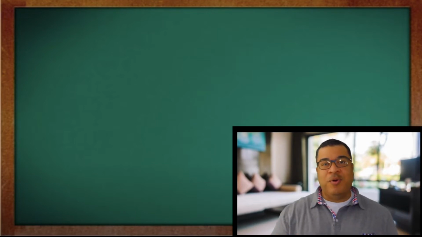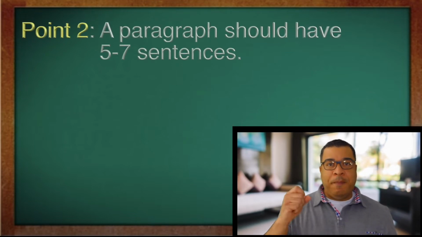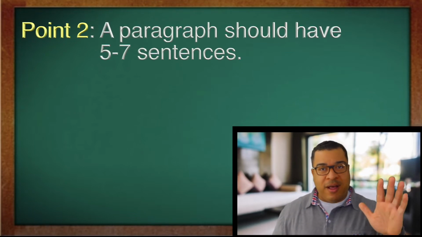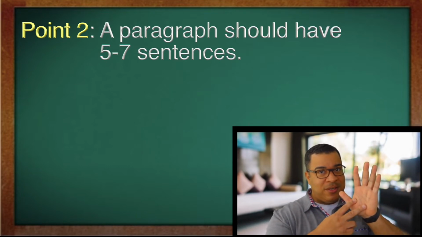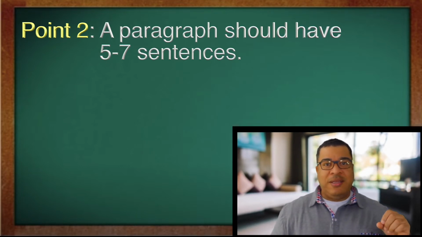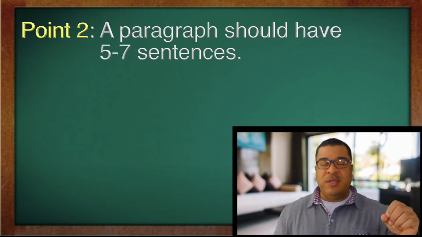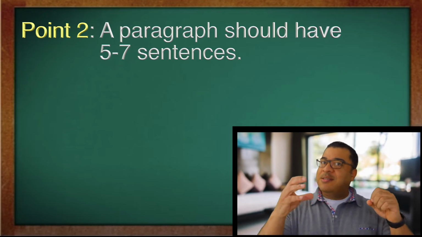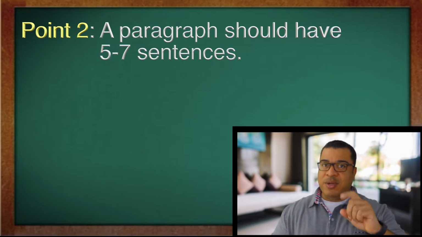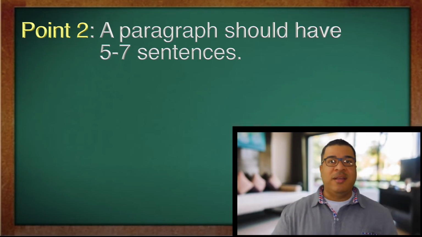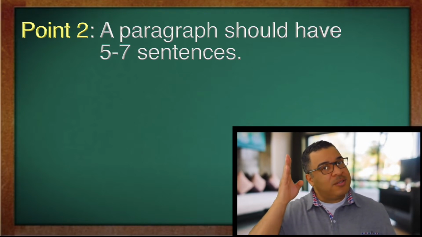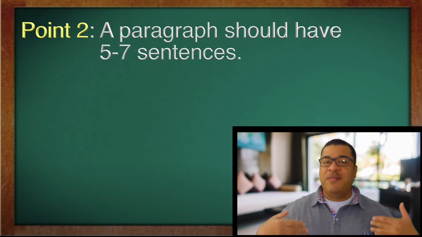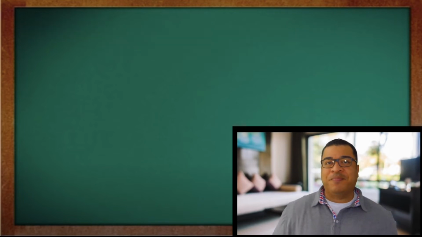The next important part about writing the perfect paragraph is a paragraph should have 5 to 7 sentences. 5 to 7 sentences. If you write, last night I ate chicken, it was delicious, it is the same idea. There's only one idea there, but there's not enough sentences. You need minimum 5 to 7 sentences to have the perfect paragraph.